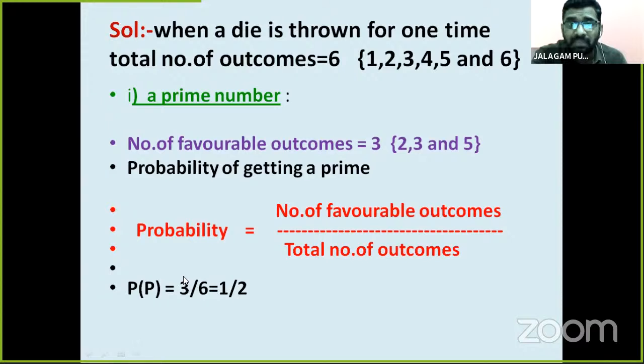3 is what here? The favorable outcomes. The number 6 is what? The total possible outcomes. That's why 3 ones are 3, 3 twos are 6, so it is 1 by 2. It means 50%. The probability of getting a prime number is 1 by 2. Have you understood, children? Next one.